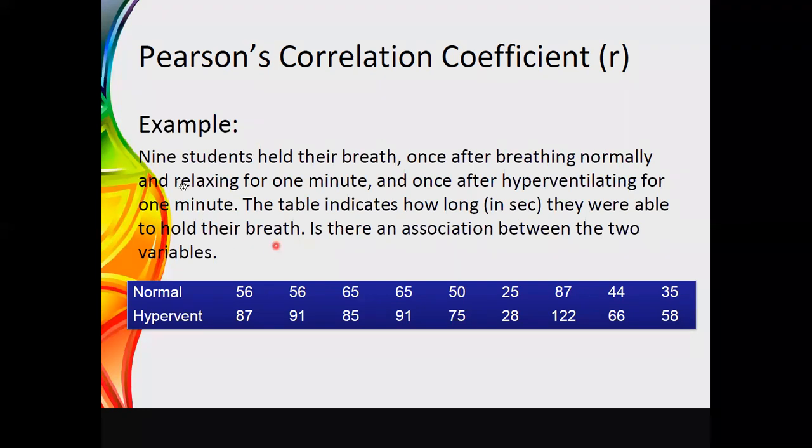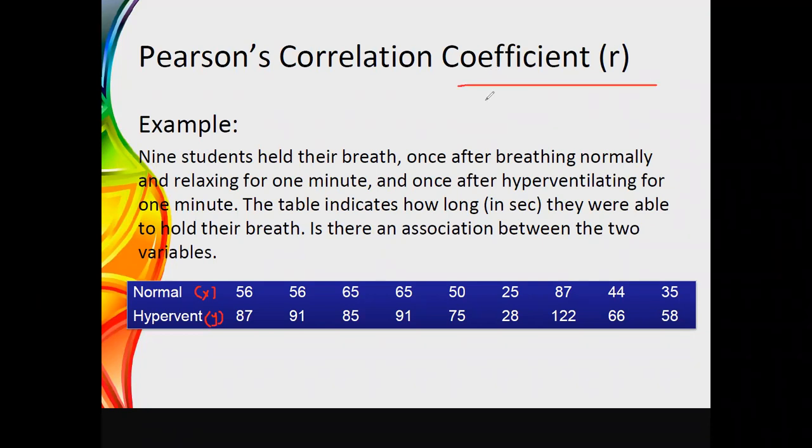In this example, 9 students held their breath once after breathing normally and relaxing for 1 minute, and once after hyperventilating for 1 minute. And here they need to identify whether there is any relationship between the breathing speed in the normal condition and the hyperventilation condition. Therefore, one variable can be identified as the variable x, and the other can be considered as the variable y.